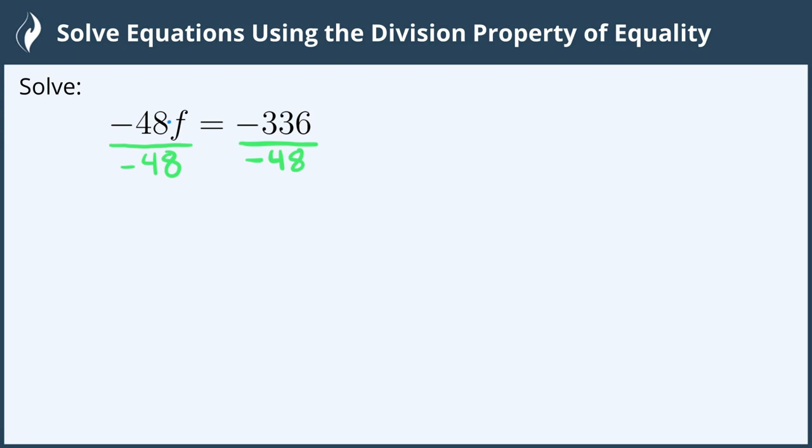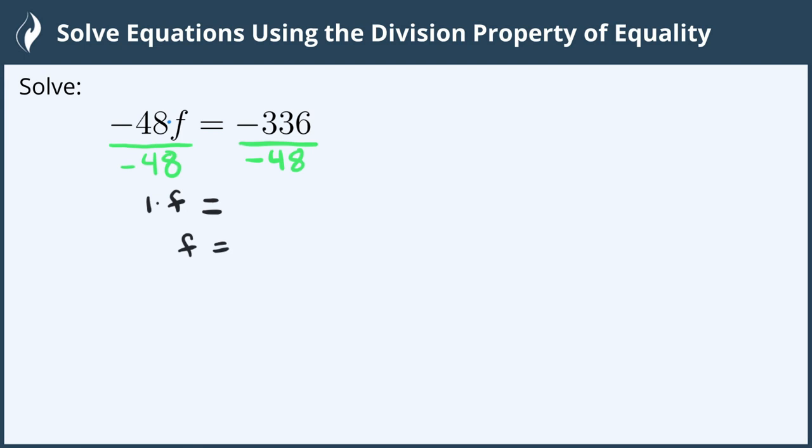My next step, I will go ahead and write the equal sign directly below the other equal sign, keeping it all organized and lined up. Negative 48 divided by negative 48 is a positive 1. Positive 1 times f is just f.